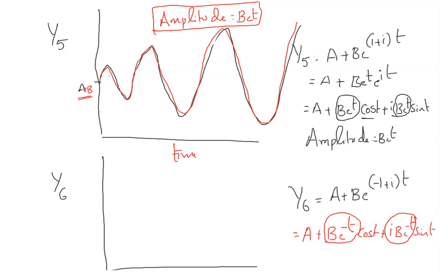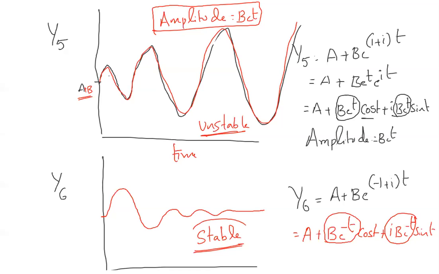Now here, what is the amplitude B into e power minus t? Here the response slowly decreases. Ultimately, the imaginary part has nothing to do with the response; the imaginary part is oscillatory. So this is the response here. You can call this one unstable, and you can call this one stable.